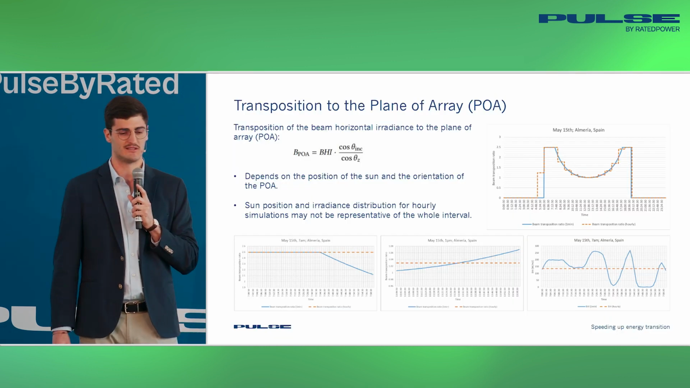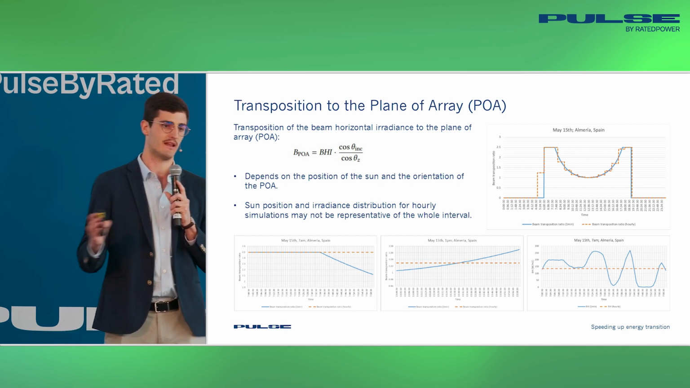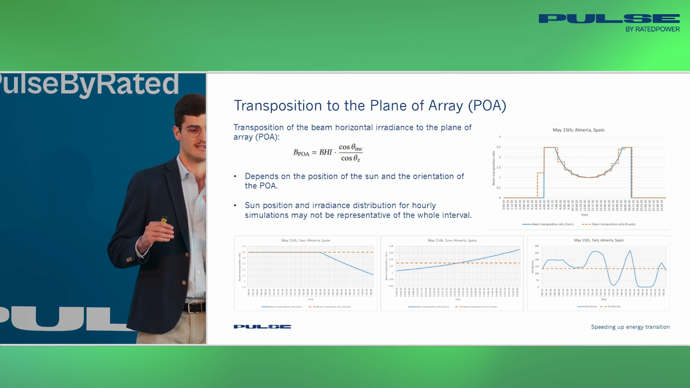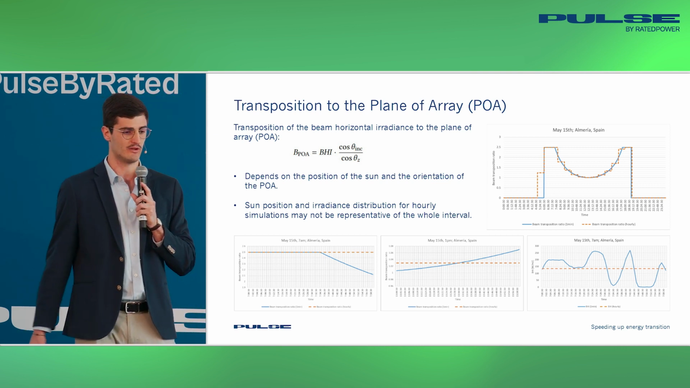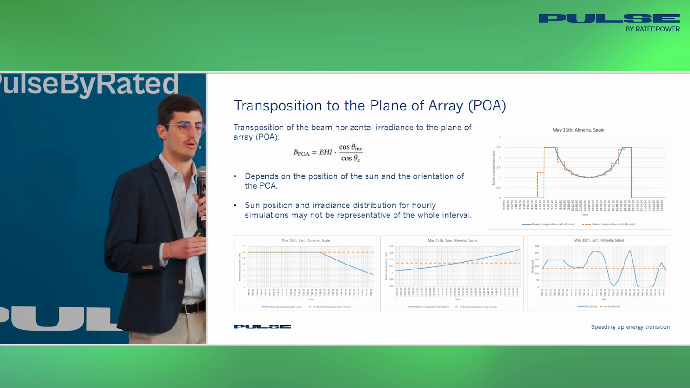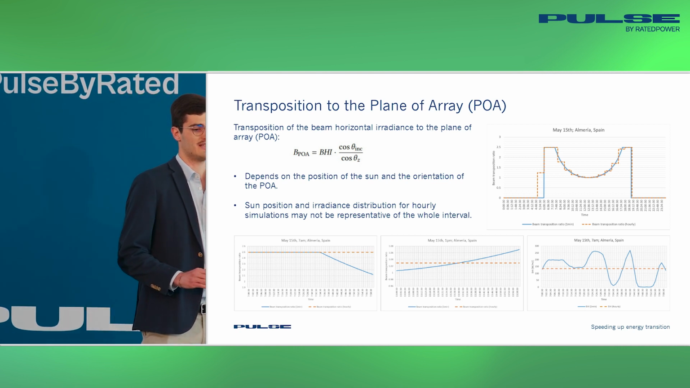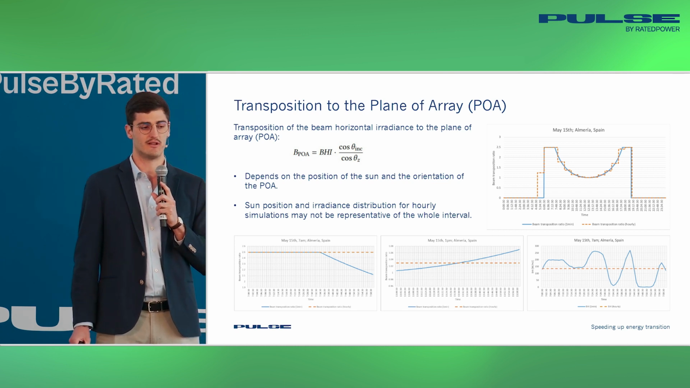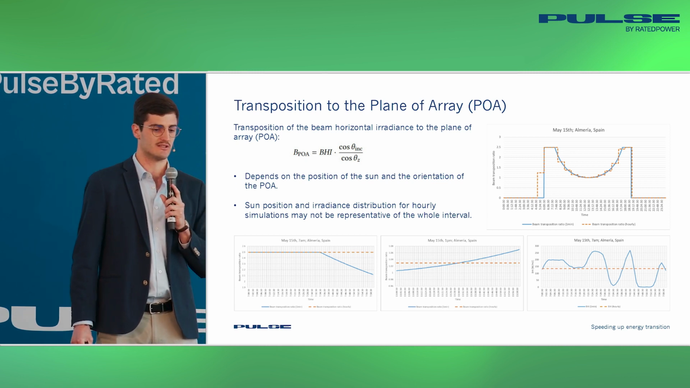First of all, about the transposition to the plane of array, when speaking about the beam component, when we are going from the horizontal surface to the plane of array, and we have to convert, let's say, the irradiation that we have at the horizontal plane to that plane, we will use a trigonometrical equation in which, depending on the position of the sun and on the position of the plane of array, we will gain more or less irradiation with respect to the horizontal plane.